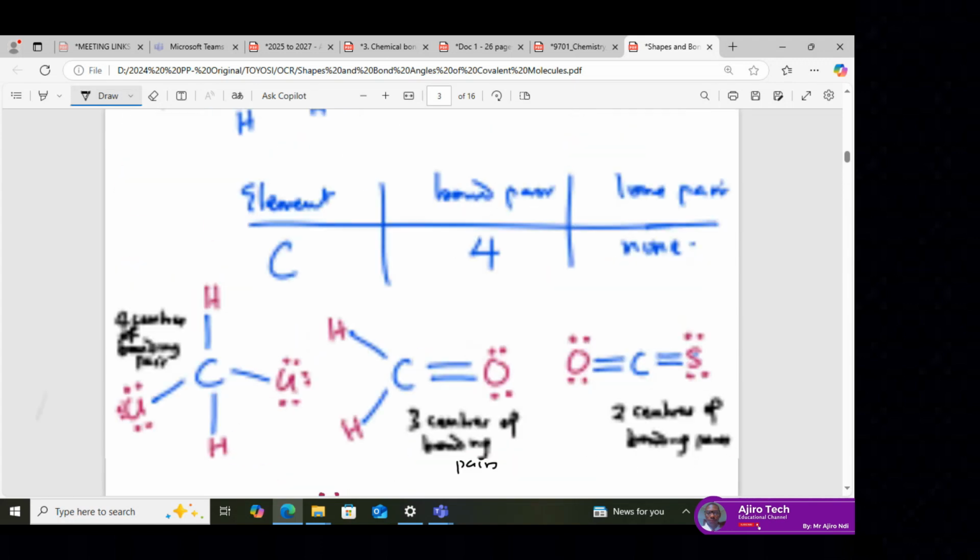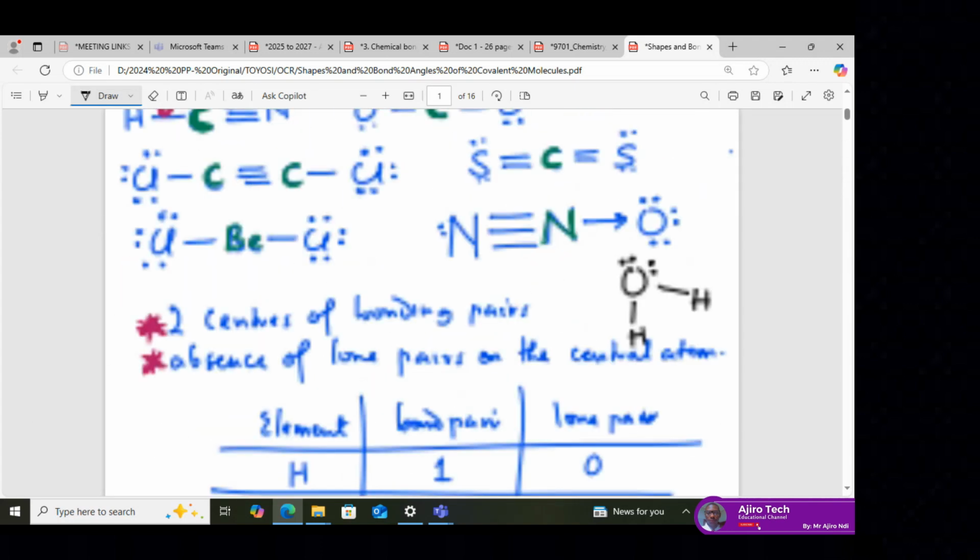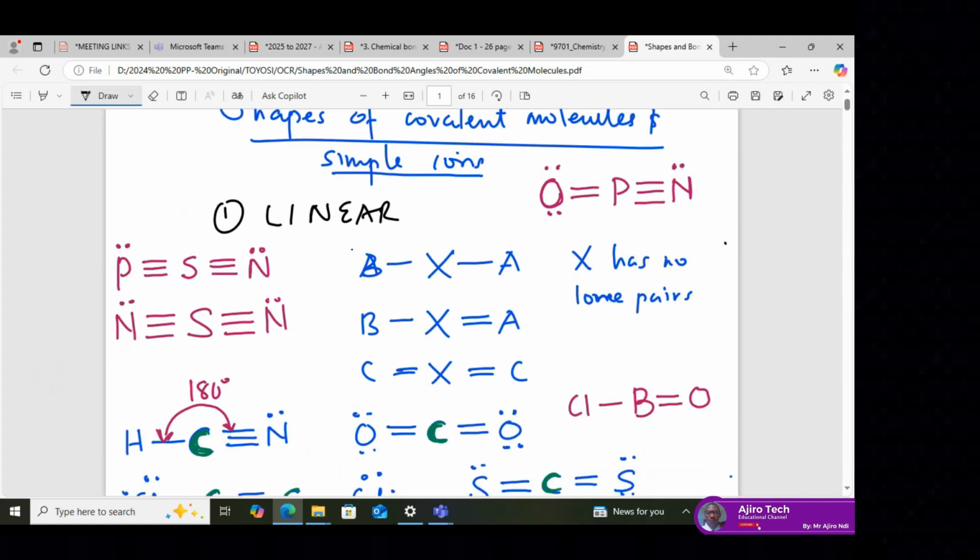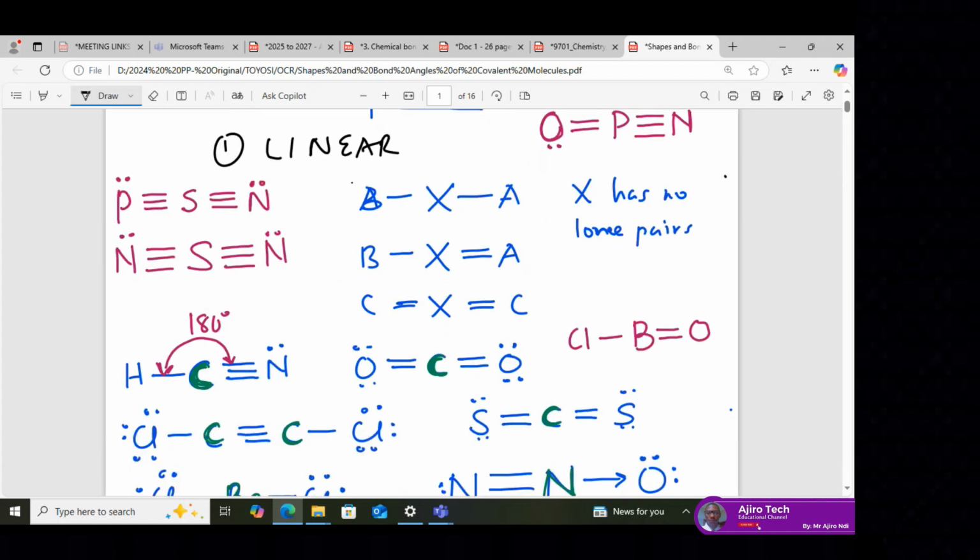Go back to linear. What's the bond angle of linear? What is the sum of angles on a straight line in math? 180. Thank you. So this is 180. Is that okay? So linear is 180.